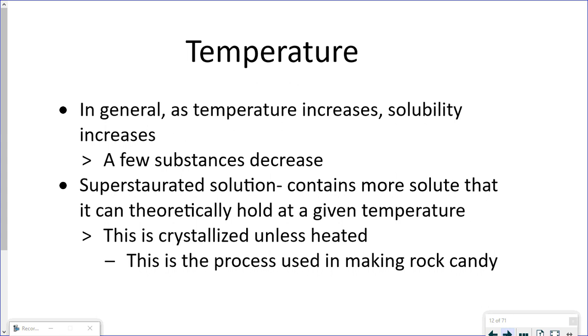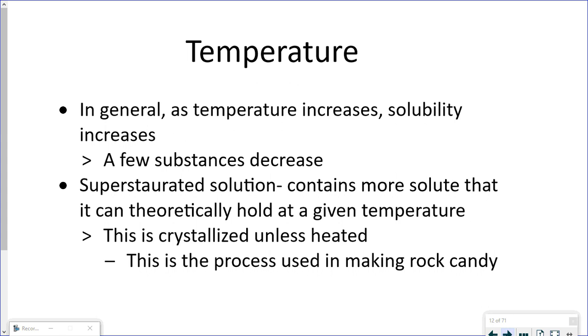I'm going to show you the trend of these in a moment. But with higher temperatures, we can also end up having supersaturated solutions. These contain more solute than they can theoretically hold at that given temperature. So a lot of times, unless this is heated, it will end up crystallizing and forming into a solid. And this is the process that gets used making rock candy and stuff like that.